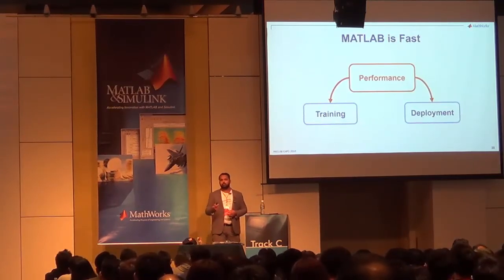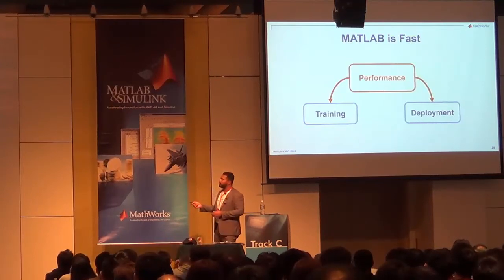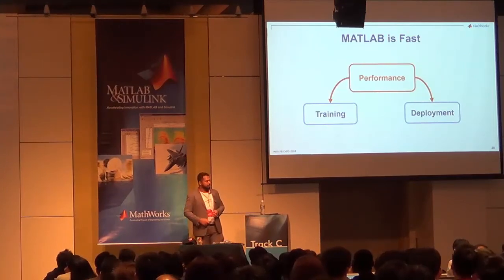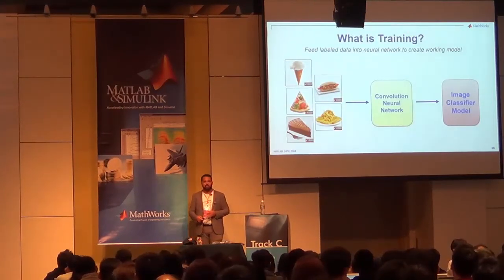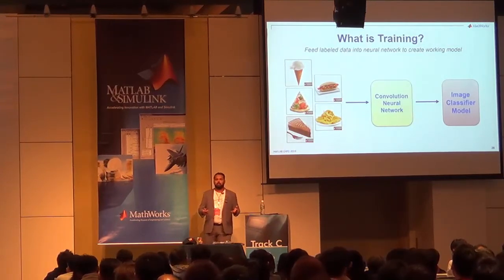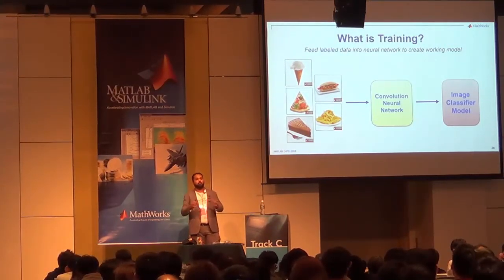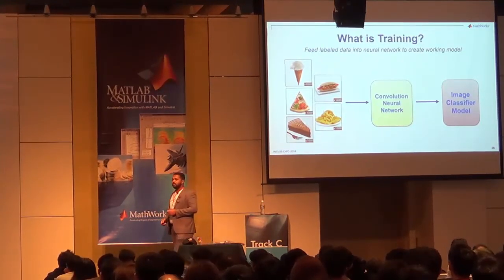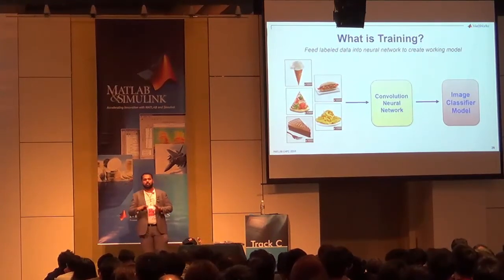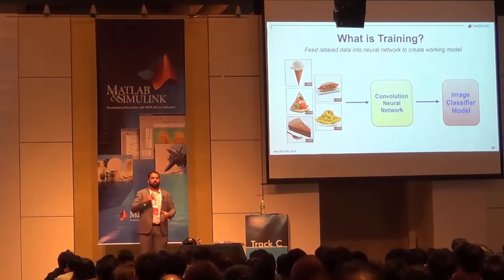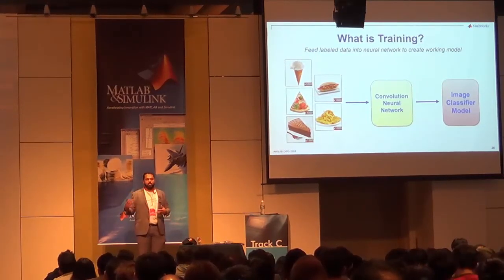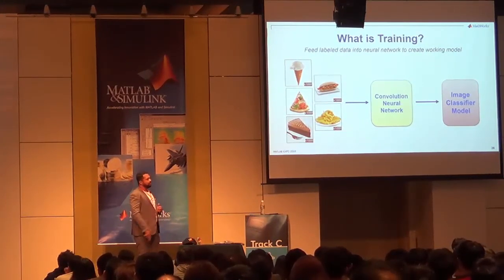And that is because MATLAB is fast. We're going to talk about performance, both for training a model and for deploying a model. Okay? So what is training? Again, imagine that you are trying to identify the type of food that your camera is seeing. You have to have examples of that type of food. Then you create a neural network, and this neural network doesn't do anything yet. You have to apply the process of training by showing the ground truth samples and applying the neural network training algorithms, such as backpropagation, in order to derive the classifier.